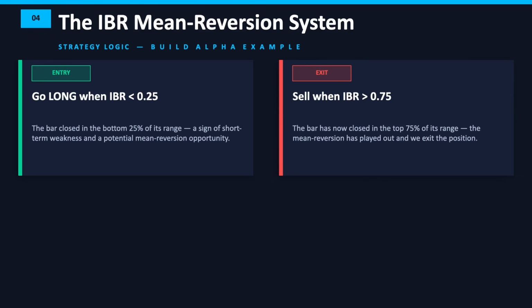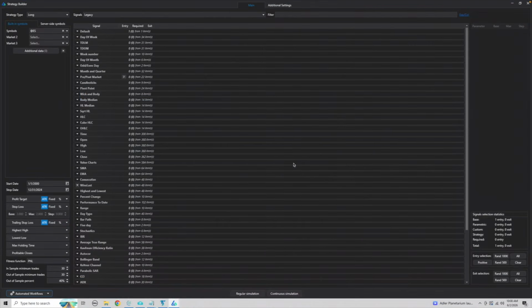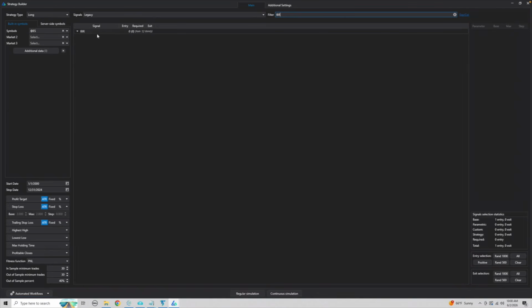Let's go to Build Alpha, and we can do this really quick. Here we are inside of Build Alpha. Let's create our mean reversion strategy. I'm going to search for IBR, so that is the indicator we're looking for. So when the IBR is below or equal to 0.25, we're telling Build Alpha that that's going to be our entry signal and it's required. And then when the IBR is greater than 0.75, that's our exit rule. So that's it. We just coded this up.